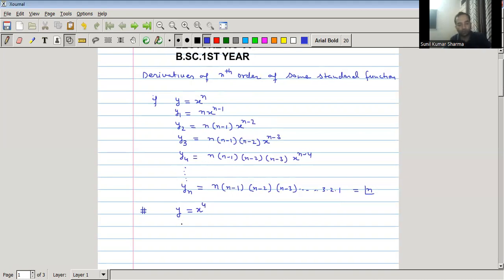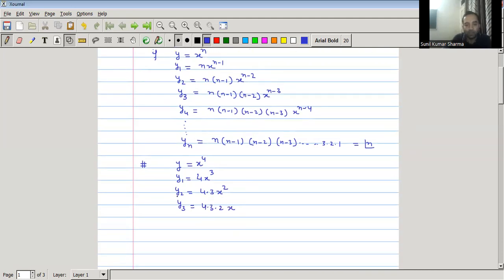So what is y1? y1 is 4 into x to the power 3. y1 is the first derivative of y with respect to x. What is the second derivative of y? 4 into 3 x to the power 3 minus 1, that is 2. What is y3? 4 into 3 into 2 into x to the power 1. And similarly, what is y4? 4 into 3 into 2 into 1. So that is 4 factorial. 4 into 3 into 2 into 1, we can write as 4 factorial.